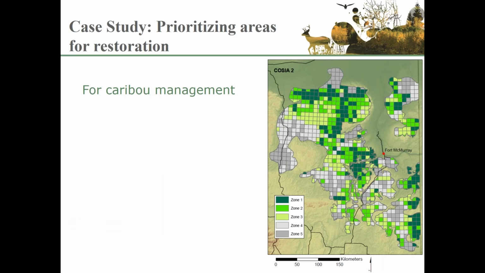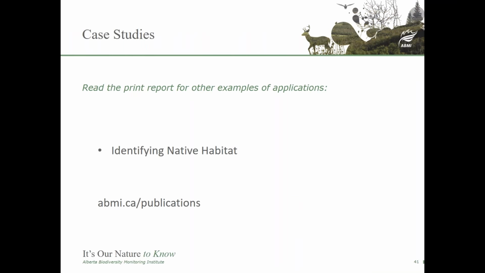The tool is available within all of the COSIA area, spanning 5 caribou ranges, but it's also easily extended into other areas where the data exists. So most places in Alberta and BC. For the sake of time, I'm not going to go through any other applications, but if you're interested in seeing more, I'll encourage you to visit the publications section of our website to download that PDF report I had showed you earlier, which includes an application on identifying native habitat. This is the same report that's also available for download from the online report in that top right link that I had showed you.